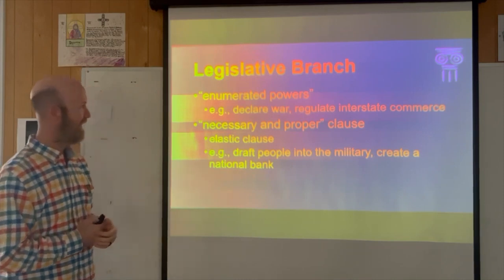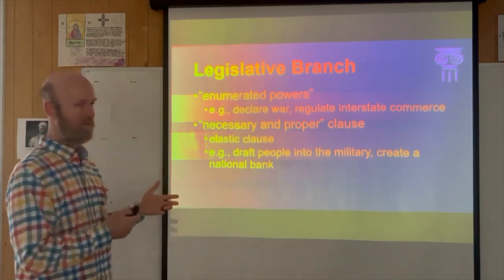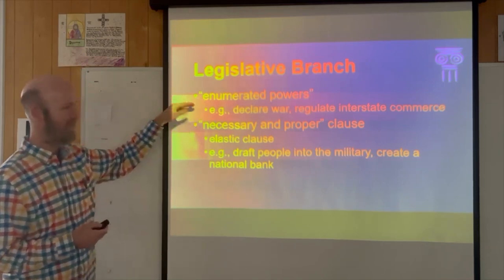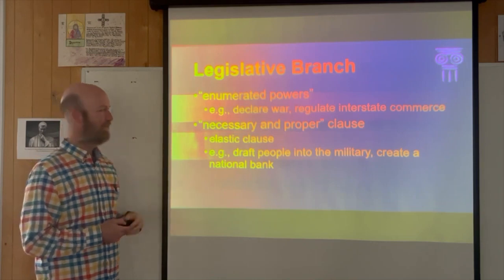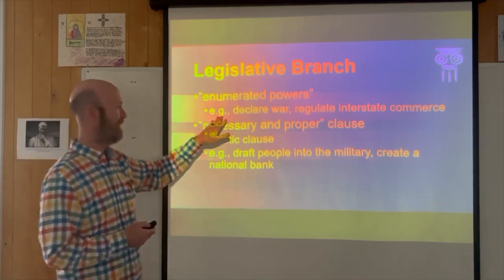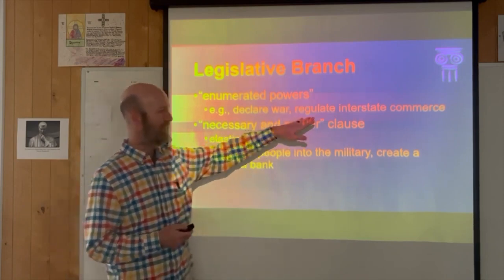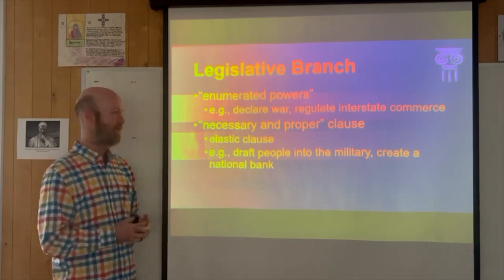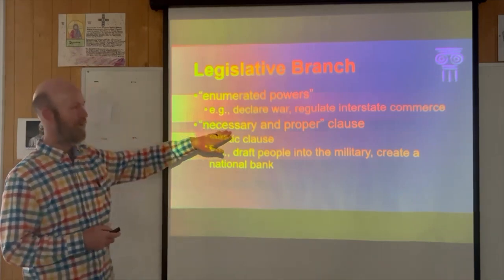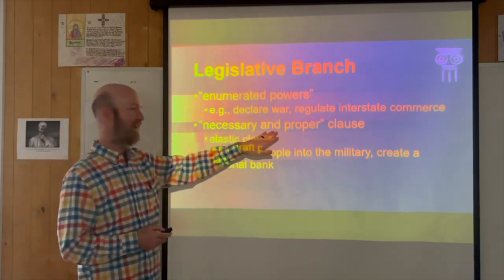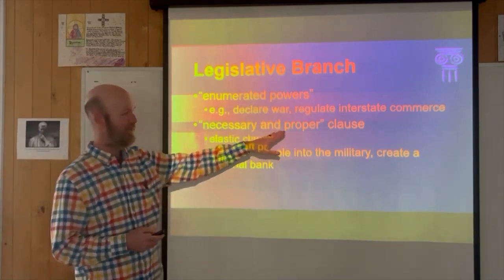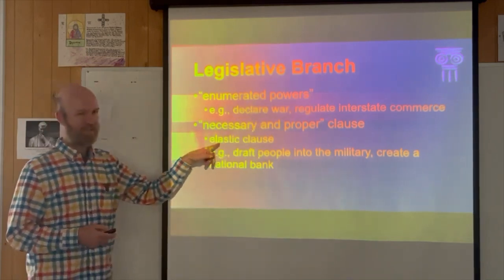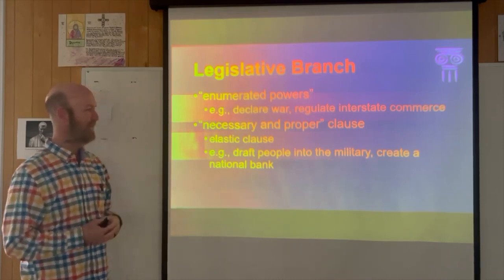Okay, in the legislative branch, in Article 1 of the Constitution, there's something called the enumerated powers. These are things that are directly given in the Constitution to the Congress. This is such as the ability to declare war, also the ability to regulate interstate commerce. Those are stated in the Constitution as Congress's powers. There's also something called the Necessary and Proper Clause. This says that the Congress can do anything necessary and proper to fulfill one of the enumerated powers. Sometimes this is also called the elastic clause because it stretches based on interpretation.